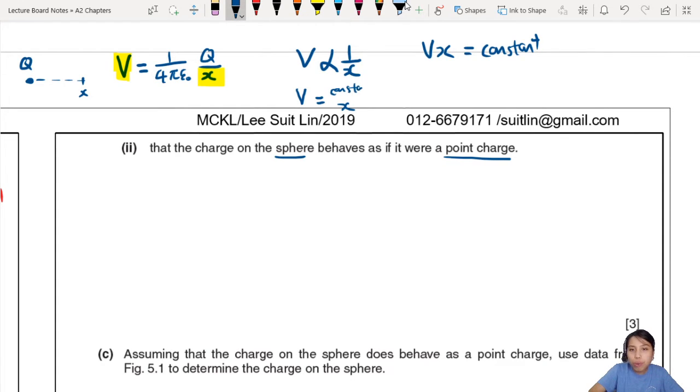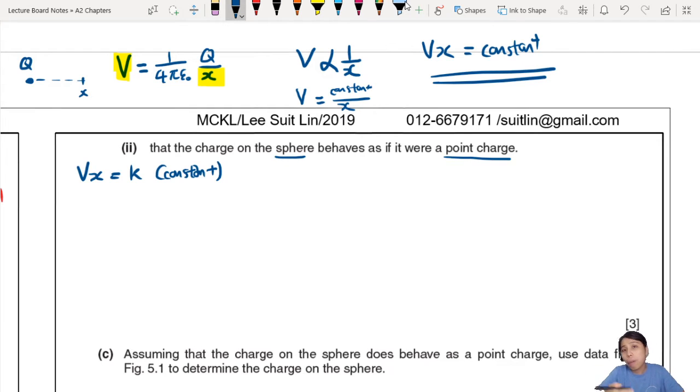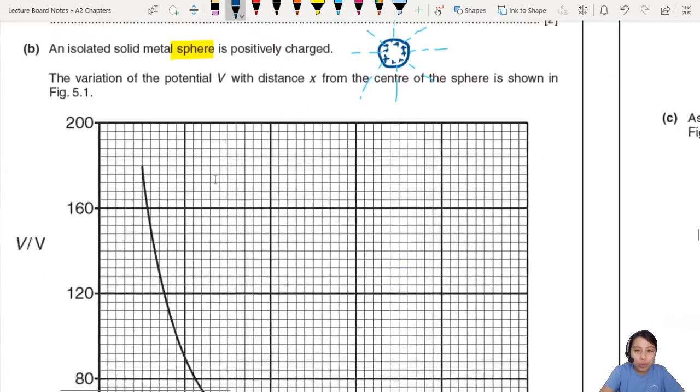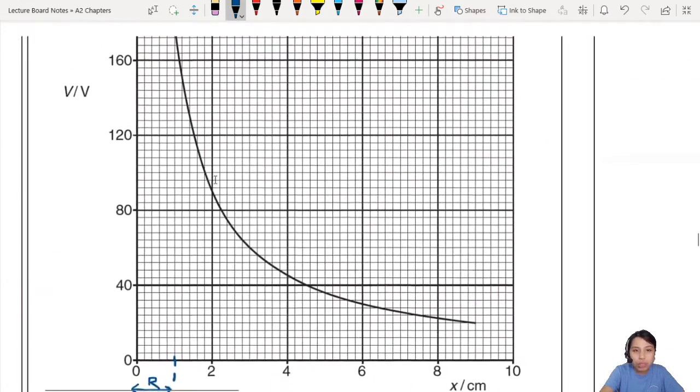So if you can prove that all along the graph this is true, that means it behaves like a point charge. It follows the same relationship as V proportional to 1 over X. So the first thing I'm going to write down here is that Vx is going to be a constant K. So what should I do? Take two values of K and compare. Sounds familiar, right? So I need to calculate 2 points on the graph, 2 sets of data.